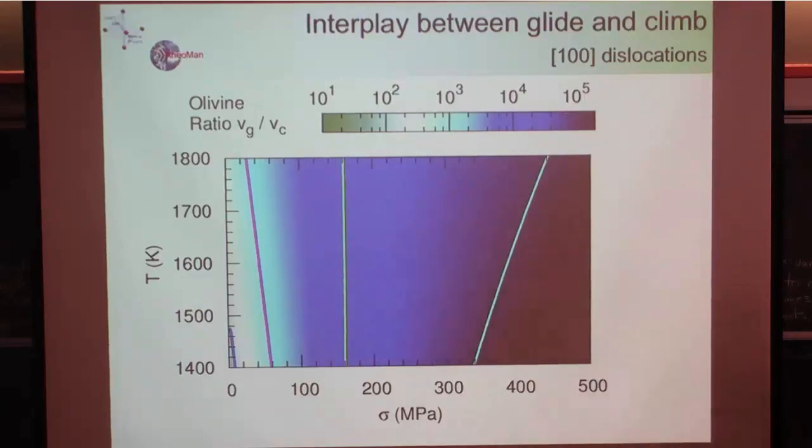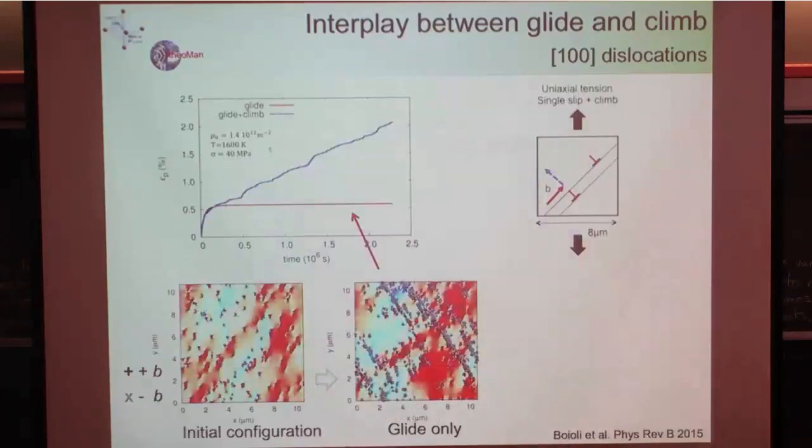This is olivine, always taken as a reference. And you see that in olivine, glide is always much faster than climb. Whatever the condition of stress or temperature that I consider here, I always have like 3, 4, 5 orders of magnitude faster for glide compared to climb. Okay, but they play together, and what does happen?